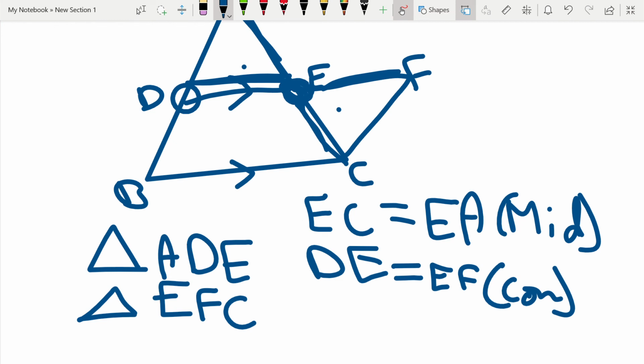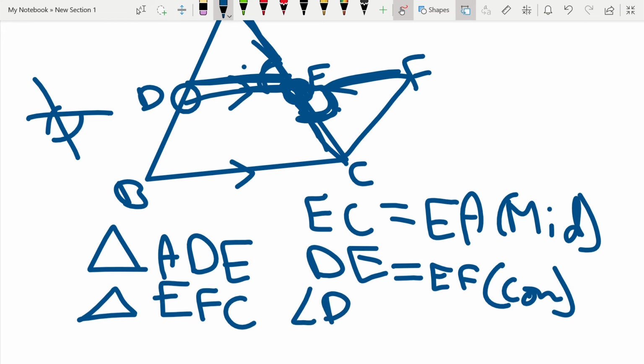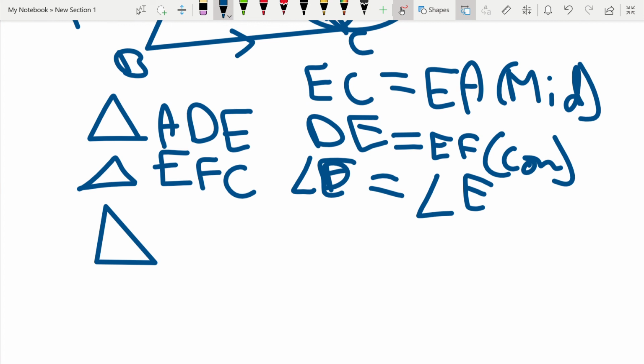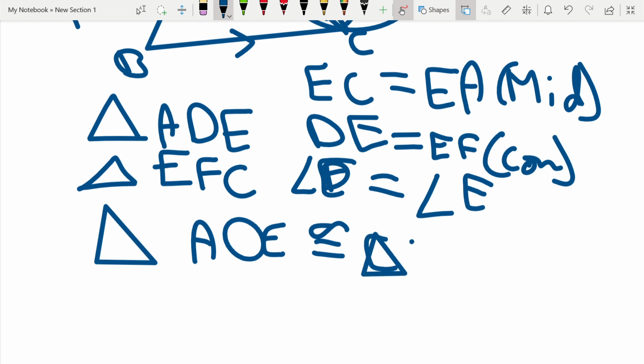Well, these here are vertically opposite angles, so these two angles are going to be equal. So we know that angle E of this triangle is equal to angle E of that triangle. So we can prove that triangle ADE is congruent to triangle EFC because of SAS.